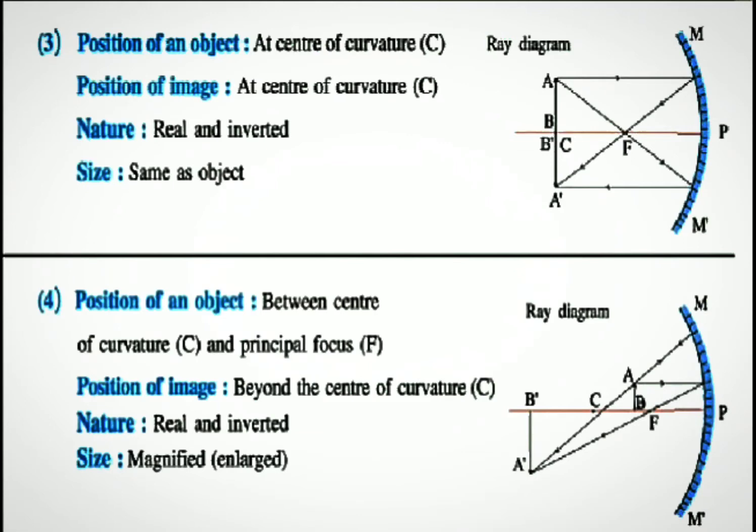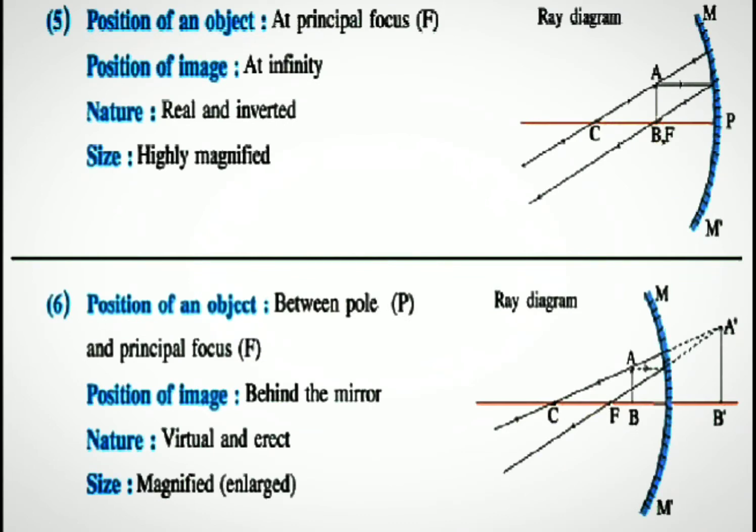Similarly, if the object is placed between center of curvature and principal focus, its image will be formed beyond center of curvature. Now the size of image will be magnified and the nature will be real and inverted. Now if we place an object at principal focus, its image will be formed at infinity. Size of the image will be highly magnified, but the nature will be real and inverted.